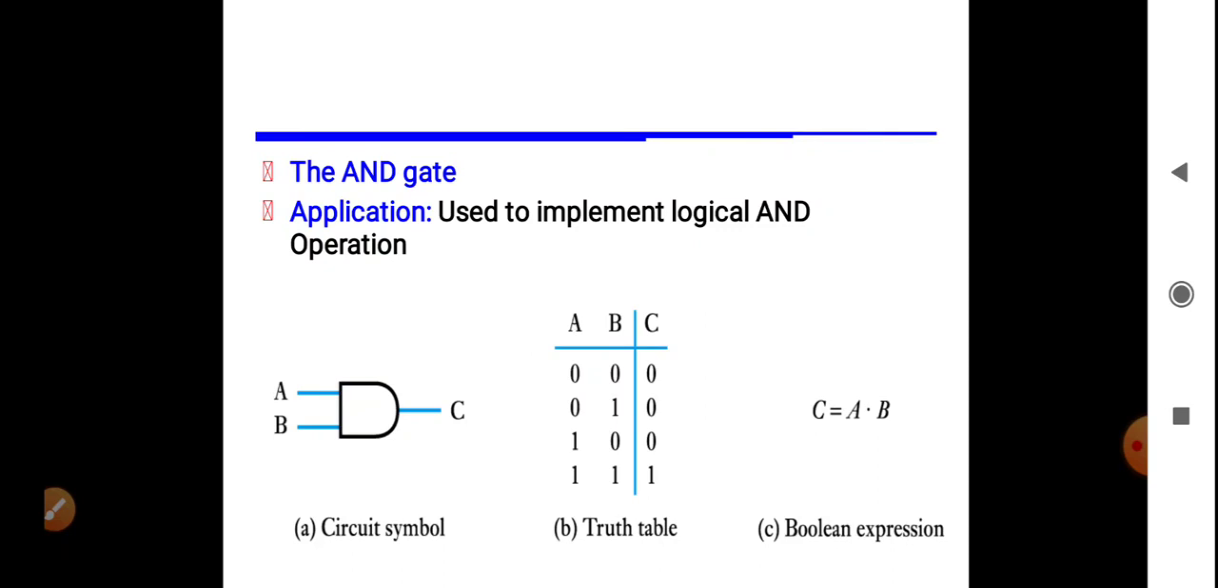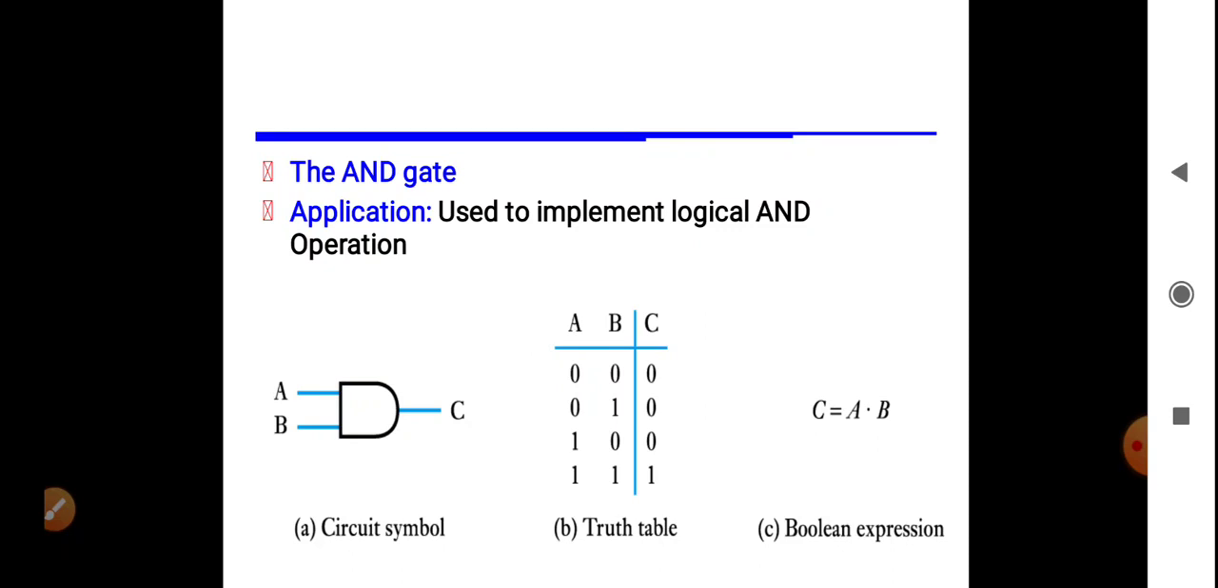If you convert that 0 to 3 decimal numbers into the binary form, we'll be getting an equivalent for 0 is 0 0, for 1 is 0 1, for 2 is 1 0, for 3 is 1 1. So we are writing here all those 4 combinations of numbers from 0 to 3, and the output is C, which is nothing but A dot B.